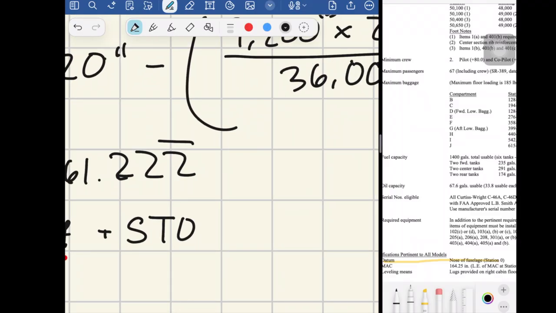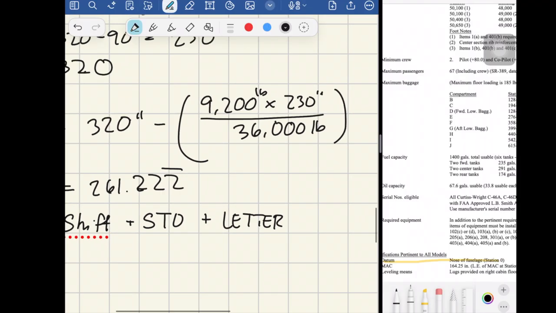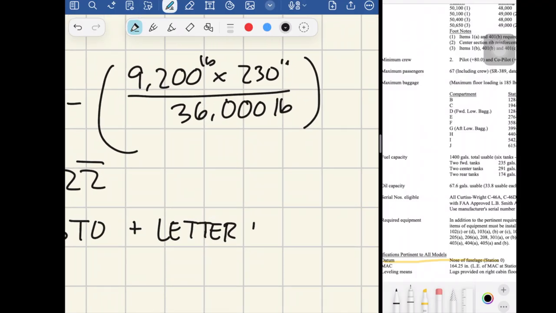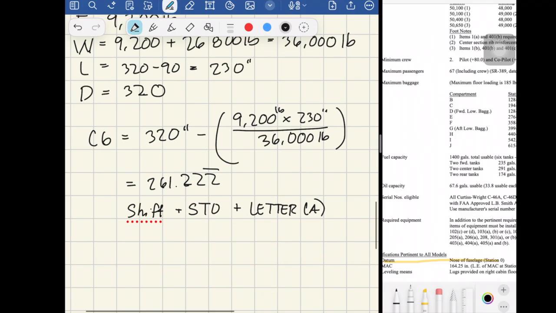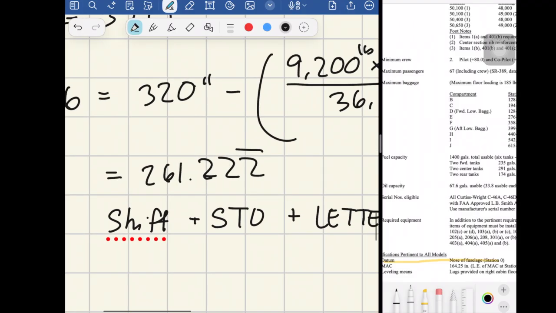Tapos, di ba, shift, store, then pili kay letter A. Then pick a letter. For this instance, we're gonna use letter A. And then hit enter. Ngayon, for future computations, si value ni A is magiging 261.222 bar inches. So check na natin.